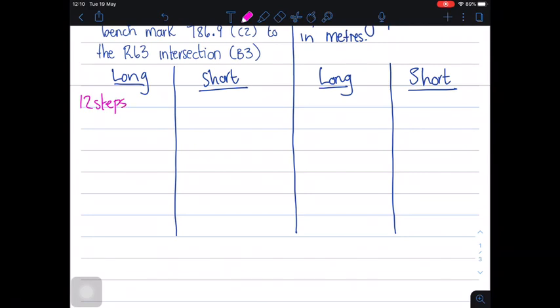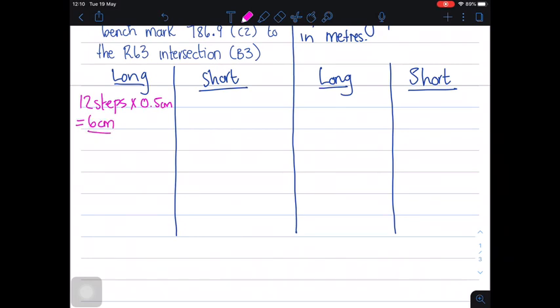So let's start with the long method. With those 12 steps, each step was 0.5 centimeter in size, so we times that by 0.5 centimeter. And I keep using my units throughout to remind me what part of the step I'm actually on. And that then gives me 6 centimeters.